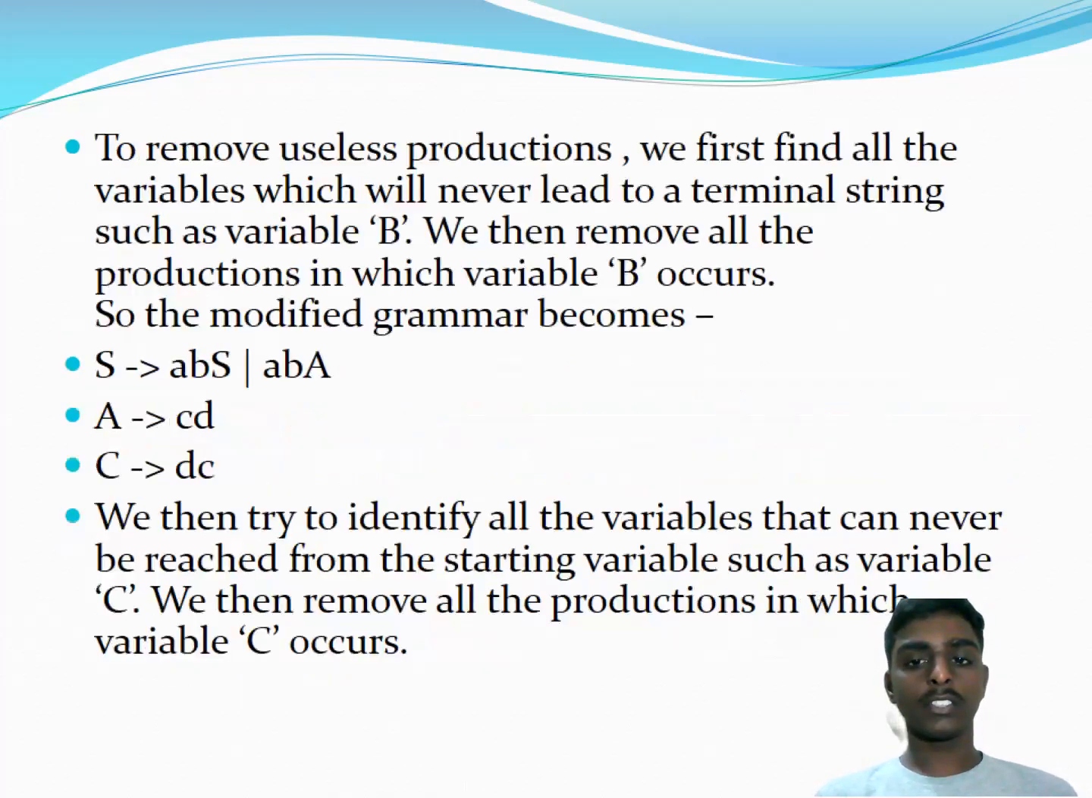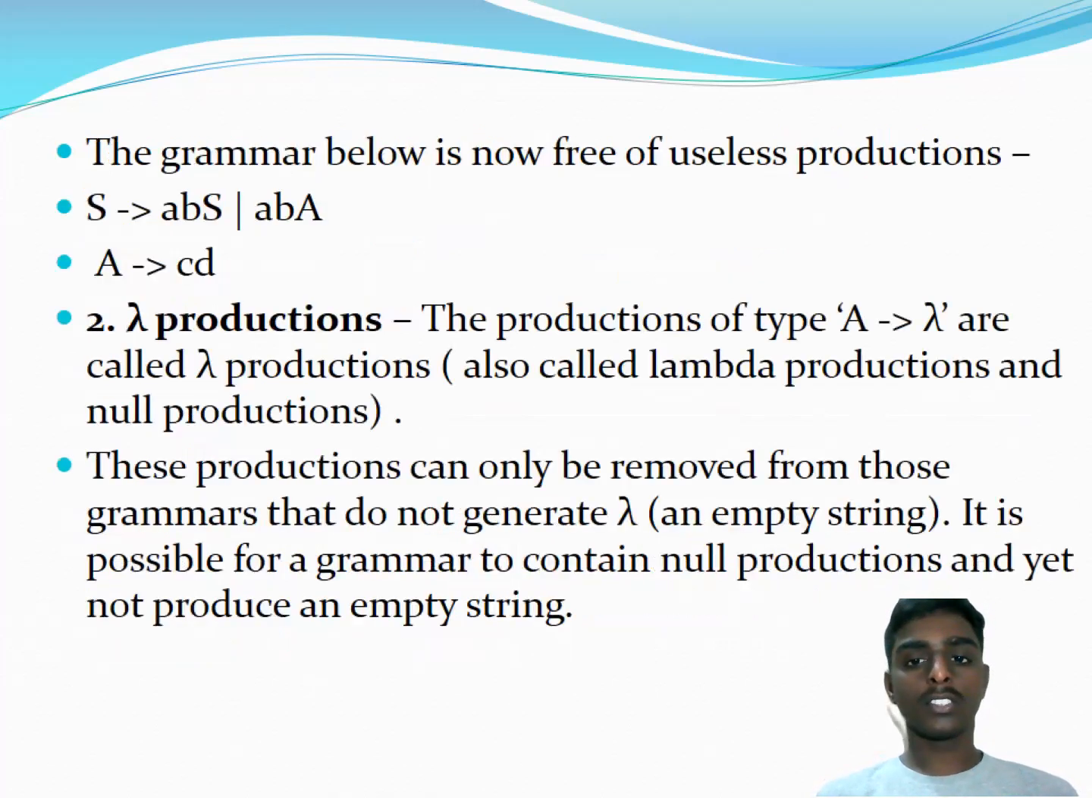To remove useless productions, we first find all the variables which will never lead to a terminal string, such as variable B. We then remove all the productions in which variable B occurs. So the modified grammar becomes this. Then we identify all the variables that can never be reached from the starting variable, such as variable C, and we remove all the productions in which variable C occurs. The grammar below is now free of useless productions.